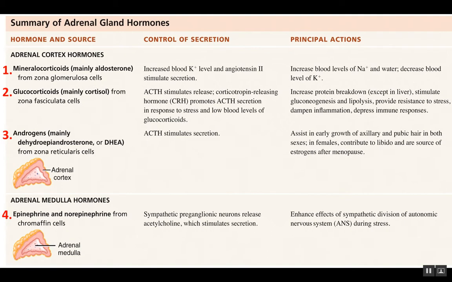Let's look at the primary functions of cortisol. It increases protein breakdown. It stimulates gluconeogenesis. That's a fancy word for producing glucose. So it will stimulate the production of glucose, therefore increasing blood sugar. It stimulates lipolysis, breaking down of fat. It helps provide resistance to stress, but in doing so, it often will decrease inflammation and depress immune responses.